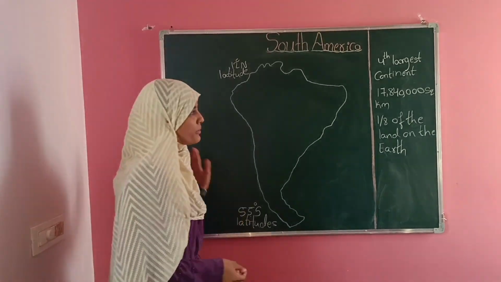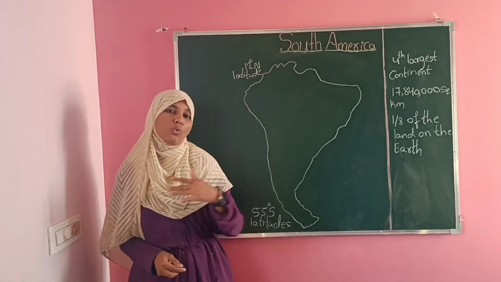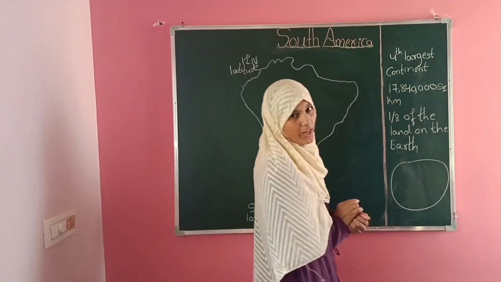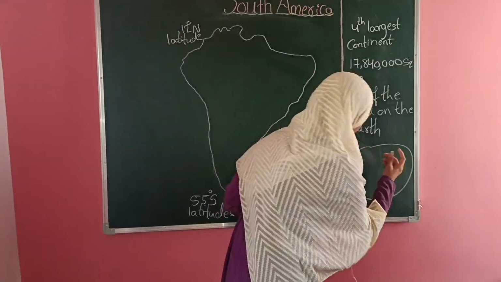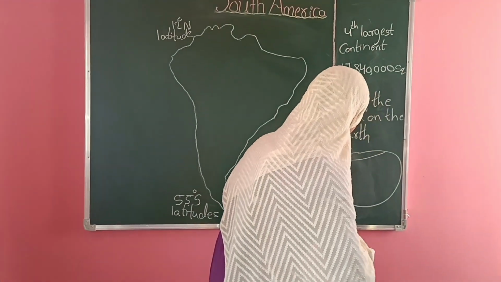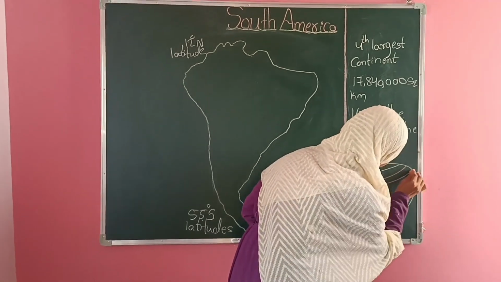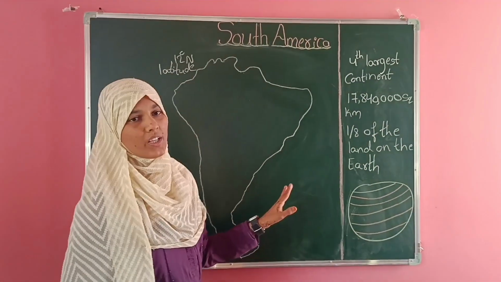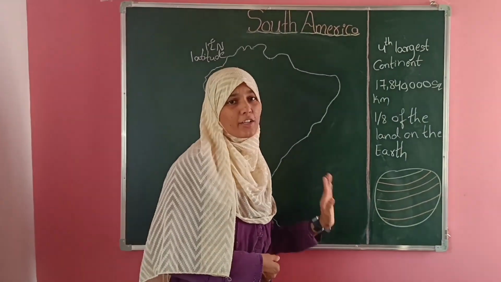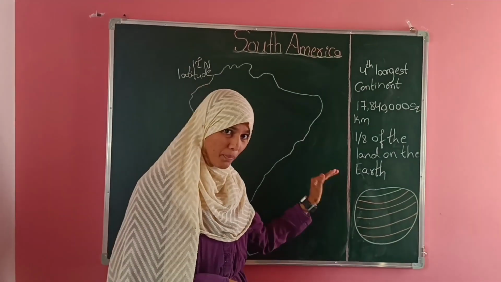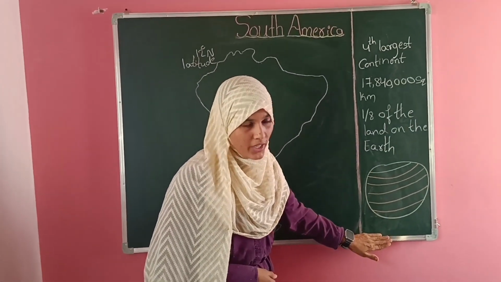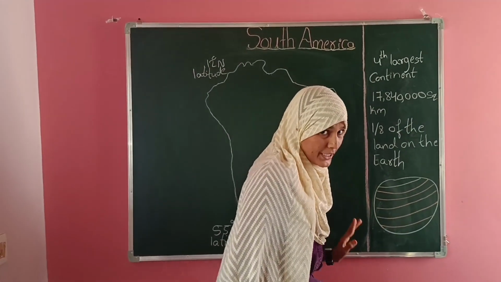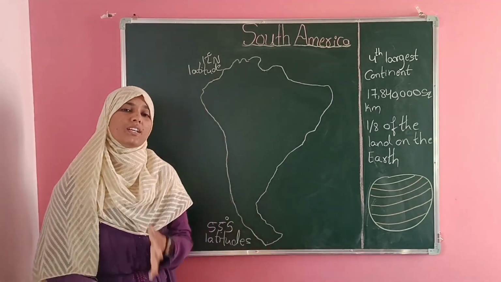Latitude means imaginary lines which run from east to west. Here, this is a globe. The imaginary lines run from east to west, like this. This is called a latitude. The largest line of latitude is the equator, which divides the earth into the northern hemisphere and southern hemisphere. This line is also known as a great circle.